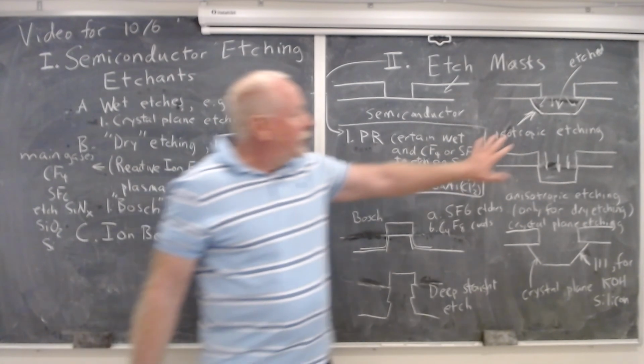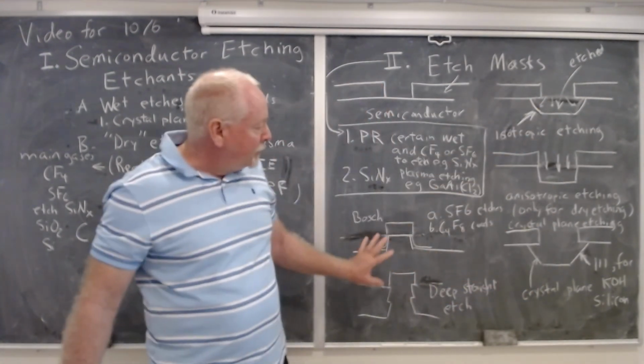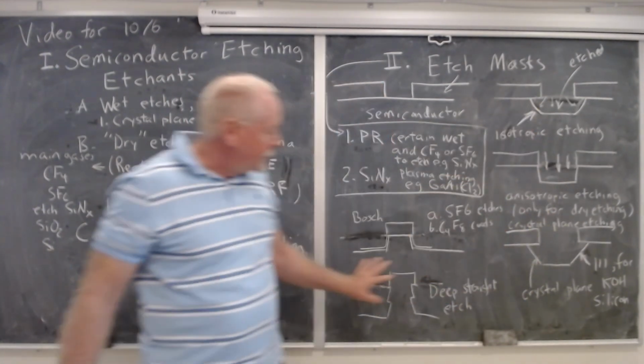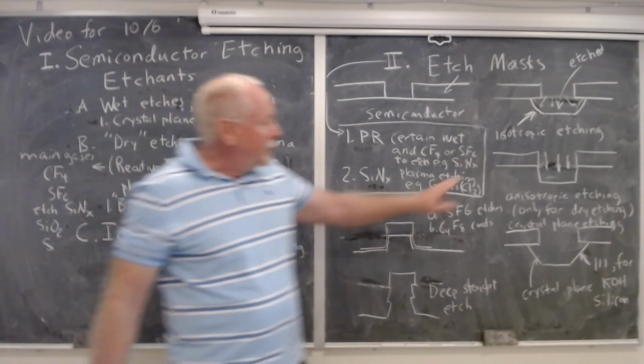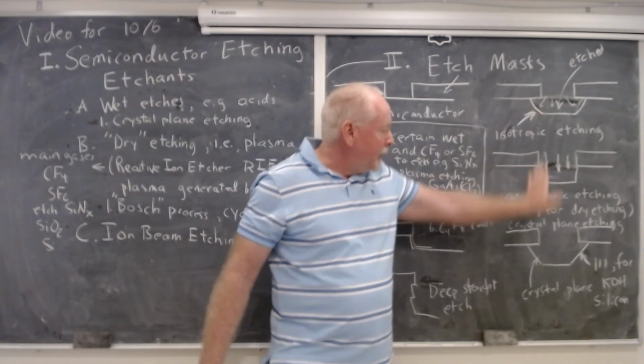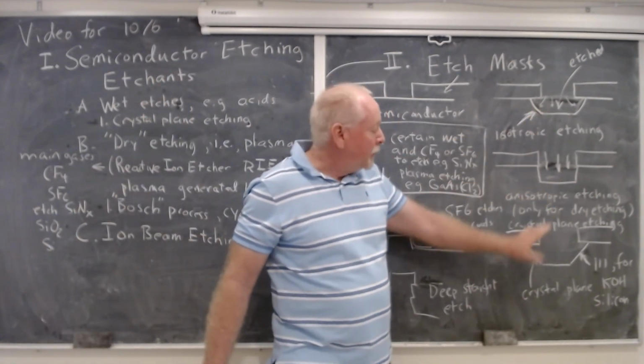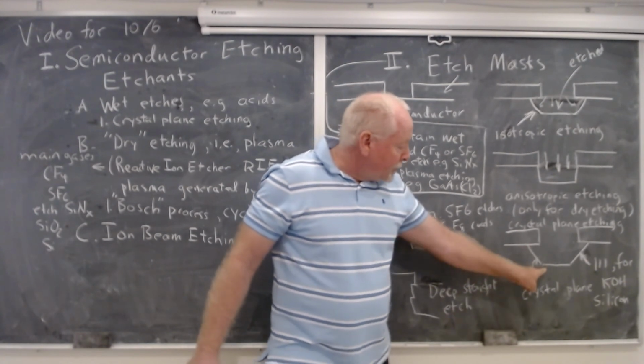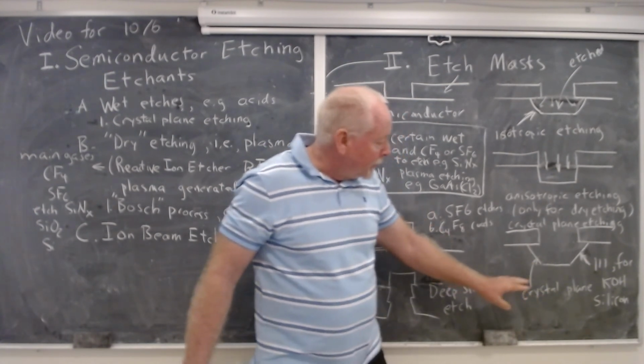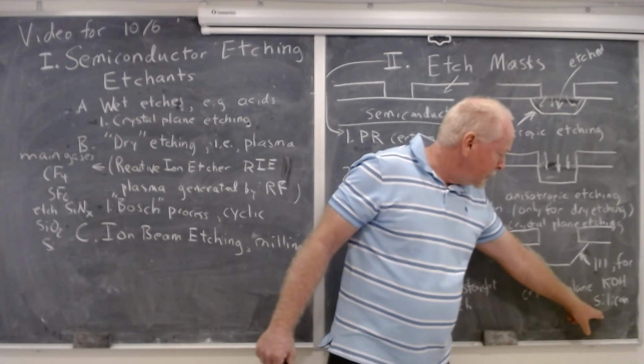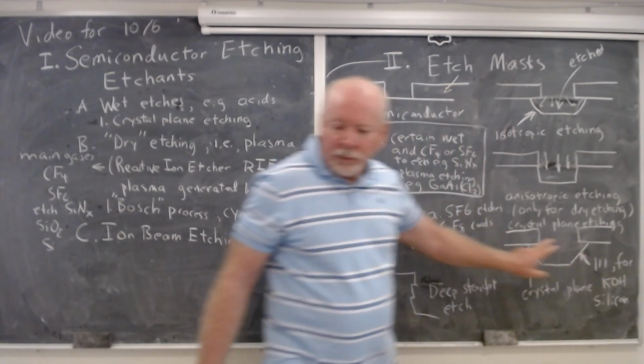Over here are the 4 profiles. This board's a little bit messed up because I use this for my profiles, which can be isotropic, meaning going all directions, or anisotropic, meaning mainly straight down. Crystal plane etching, where it stops on the plane, typically uses KOH to etch silicon, stopping on the 111 plane.